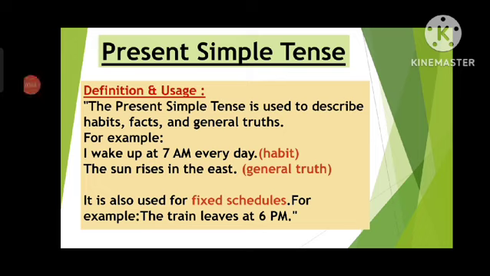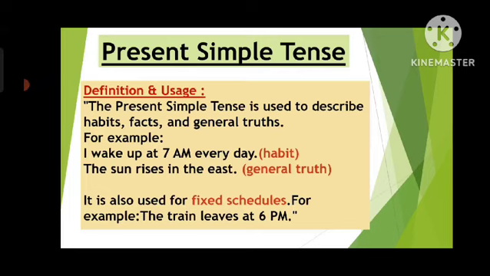Simple present tense is used for daily routines and habits, general truths and facts, and fixed schedules. Let's see some examples. First one is, I wake up at 7 am every day. It is your habit and daily routine. The sun rises in the east. It is a general truth. And next, the train leaves at 6 pm. It's a fixed schedule. Simple, right?